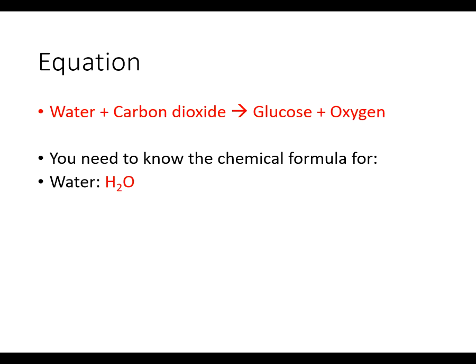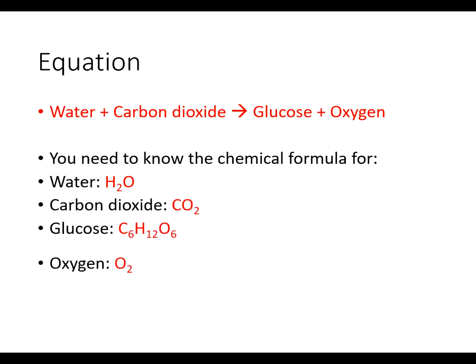You do not need to know the chemical equation for photosynthesis, but you do need to know the chemical formulae for water, carbon dioxide, glucose and oxygen. So you should know by now that water is H2O, carbon dioxide is CO2, glucose is probably the newest one to you, C6H12O6, and oxygen is O2. So you do need to know those chemical formulae. You may be asked what they are in an exam.